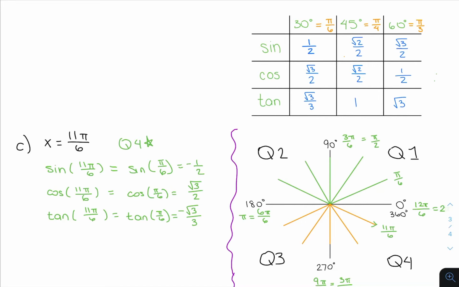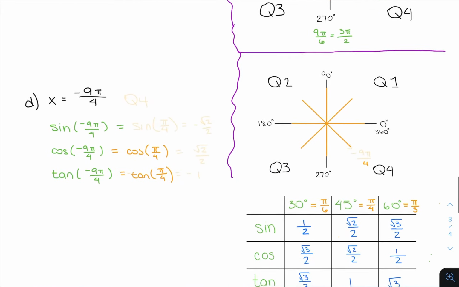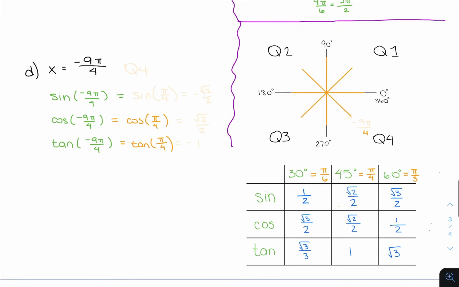So if you wanted to find sine of negative 9 pi over 4, this would be the same thing as finding sine of the reference angle, which is pi over 4. And sine of pi over 4, you know, is the square root of 2 over 2. But we have to look for the sine, so we have to look for what quadrant it's in.